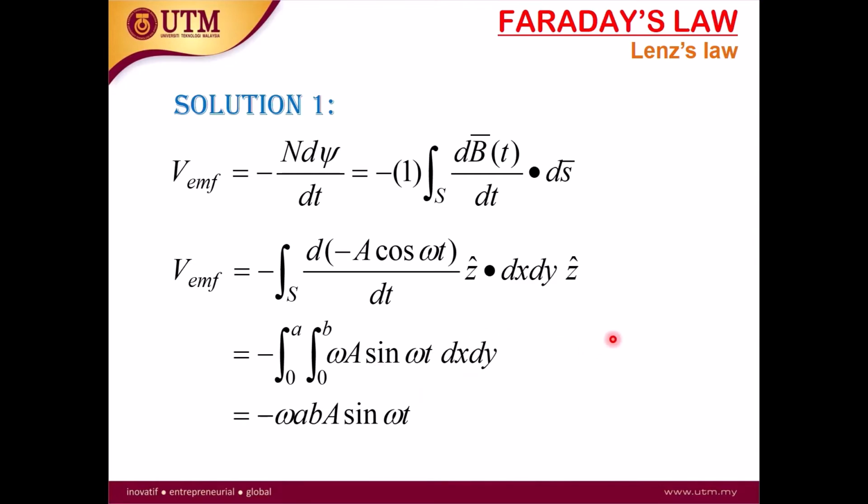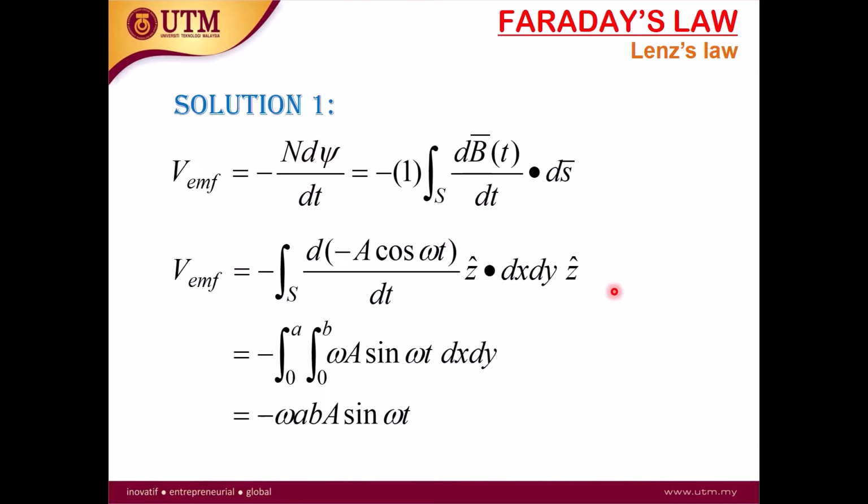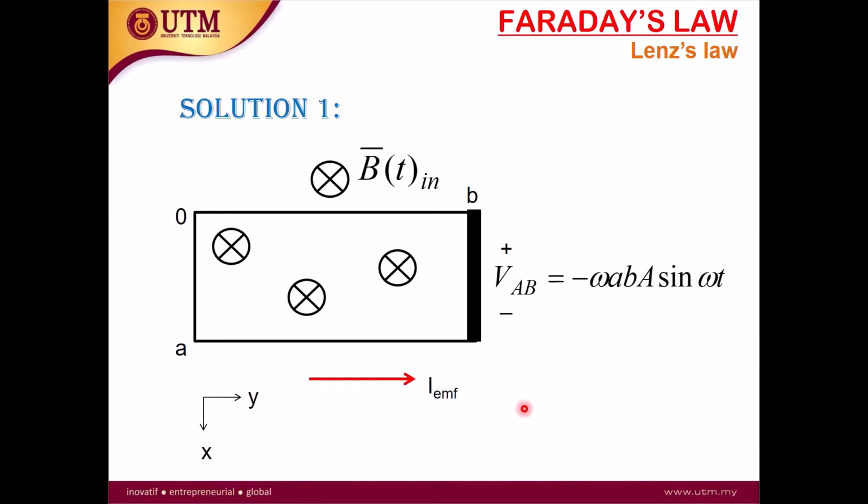Going back to the figure, this is x in this section, this is y. So from 0 to a and 0 to b. This one is the solution for this differentiation. You get omega A sine omega t dx dy, in the same direction z. So the final answer will be negative omega A B, with capital A, sine omega t. This is the VEMF. That means the induced current should be flowing in this direction.